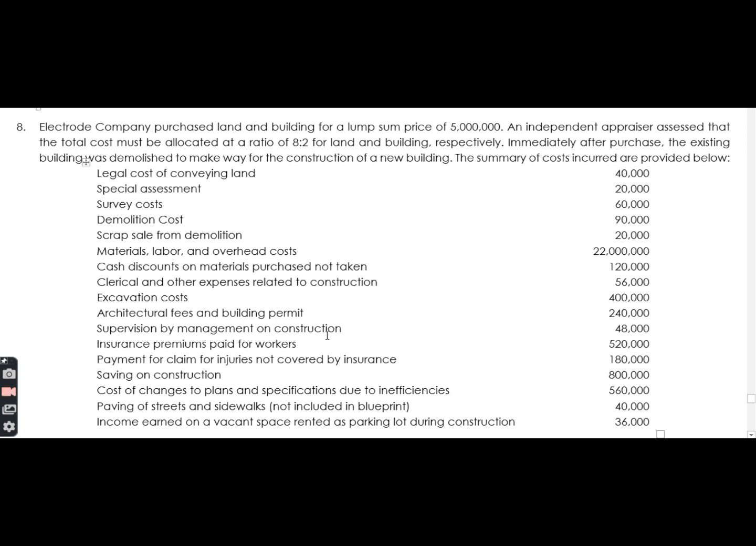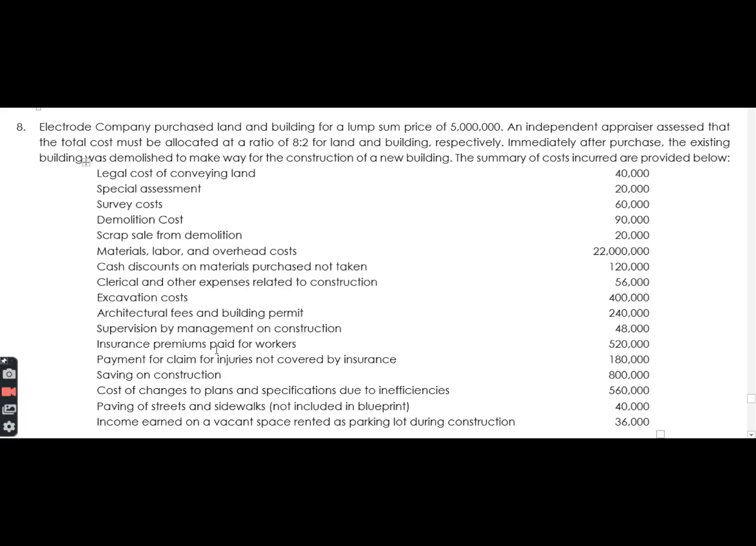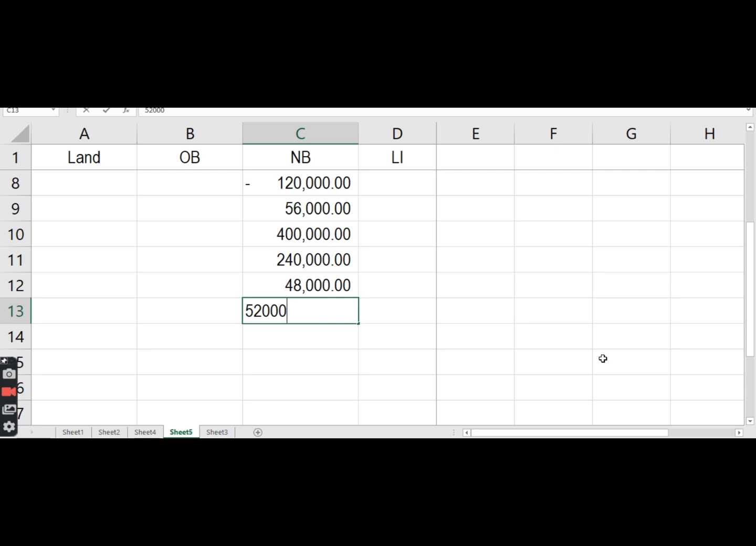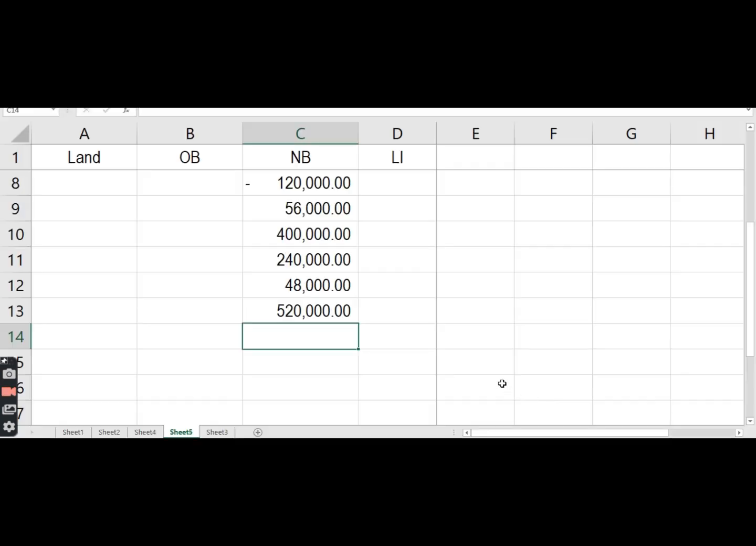Supervision by management on construction. Okay, that's relating to administrative overhead, pwede pa rin to, 48. Insurance premiums paid for workers na 520, dito pa rin yan. Payments for claims for injuries not covered by insurance, expense to, itong 180. Savings on construction, ignored yan, hindi yan kino-consider. Cost of changes to plans and specifications due to inefficiencies, expense din lang yan.